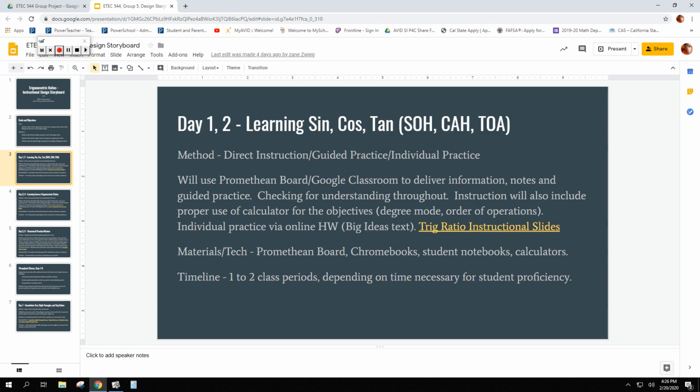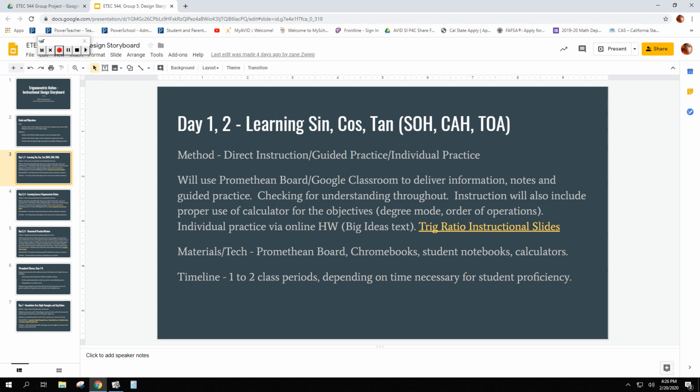The first couple of days, we predict it'll take at least 2 solid days of direct instruction, guided practice, and individual practice to be able to learn the trig ratios, the sine, cosine, and tangent button. We're going to use the Promethean board, which is actually the device I'm using right now to record this walkthrough, and Google Classroom to deliver the information, notes, and guided practice, other videos, and or worksheets that the students could use.